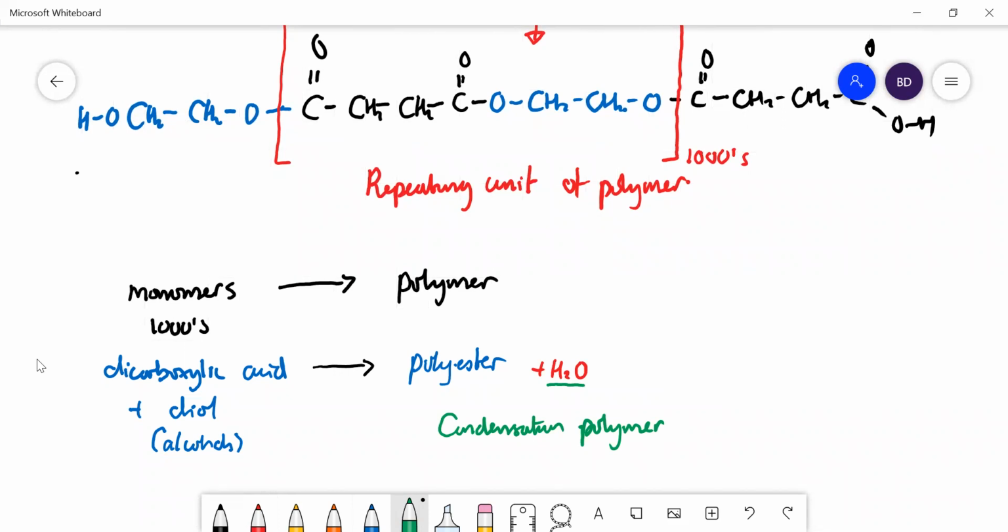Okay, so it is quite intimidating seeing these very large structures like this, but when you break it down, it's not as complicated as it looks.